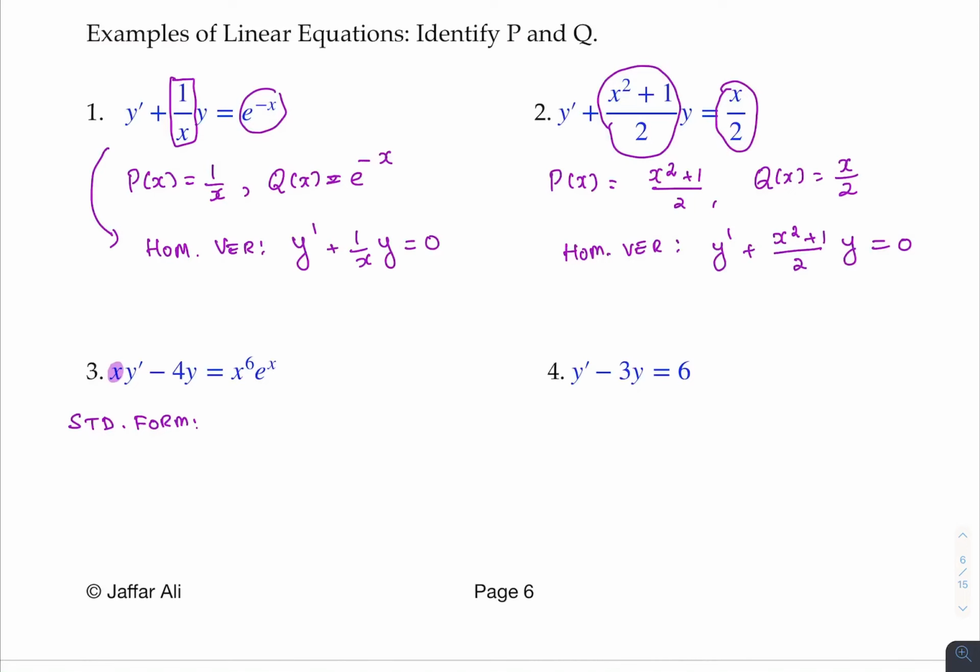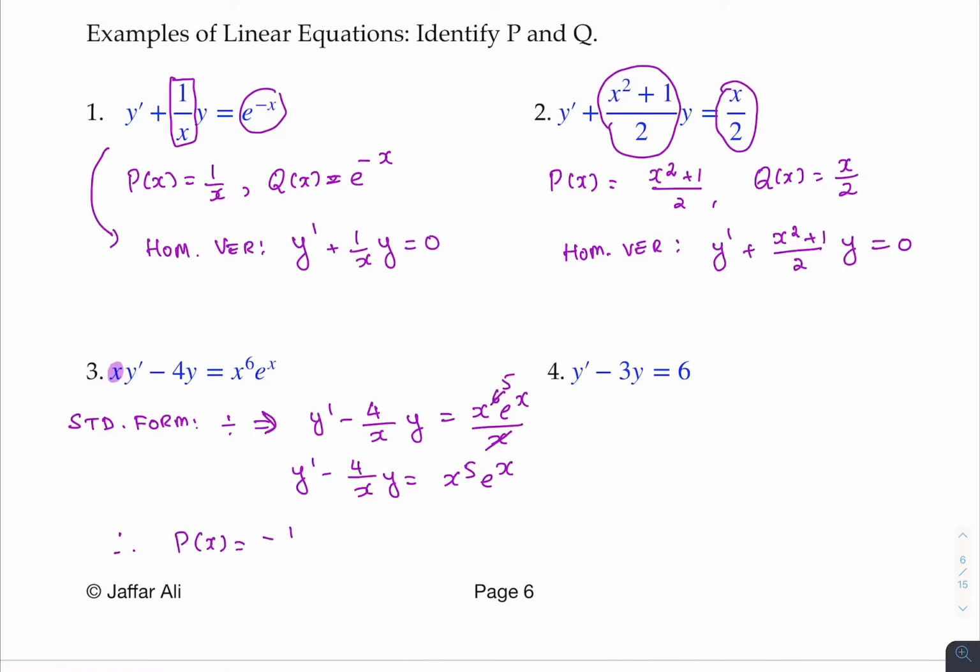What I am going to do, I'm going to divide by x. So if I divide by x, ladies and gentlemen, I am going to get y prime minus 4 over x times y is equal to x to the 6 e to the x over x. And again, I can cancel the x over here. So if you do that, then the standard form is going to be y prime minus 4 over x y is equal to x to the 5 e to the x. And so therefore, for this particular one, the p of x would be negative 4 over x, and the q of x would be x to the 5 e to the x.